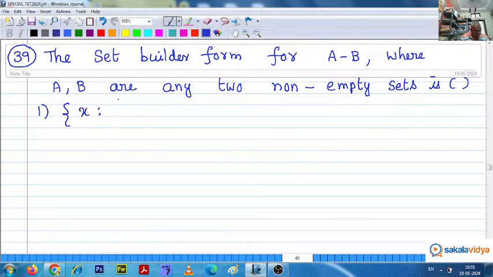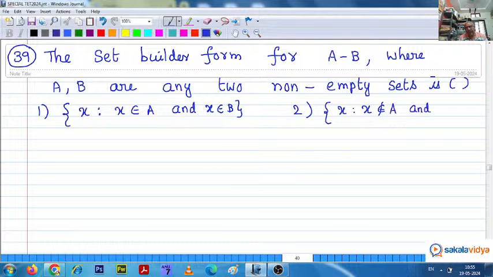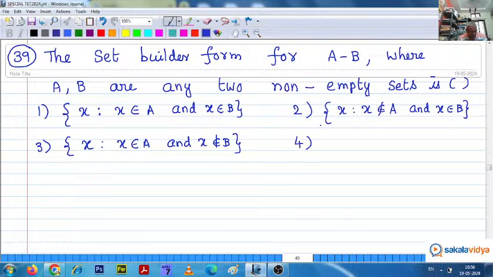First option is x such that x belongs to A and x belongs to B. Second option, x such that x does not belong to A and x belongs to B. Third one, x such that x belongs to A and x does not belong to B. Fourth option, x such that x belongs to A or x does not belong to B.